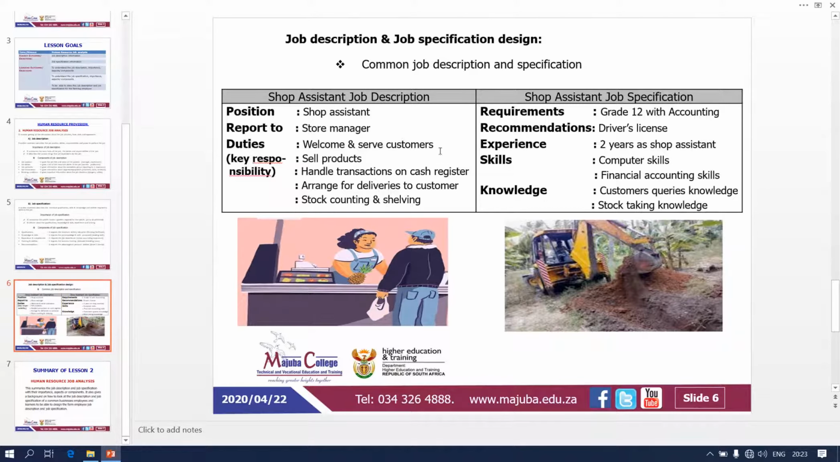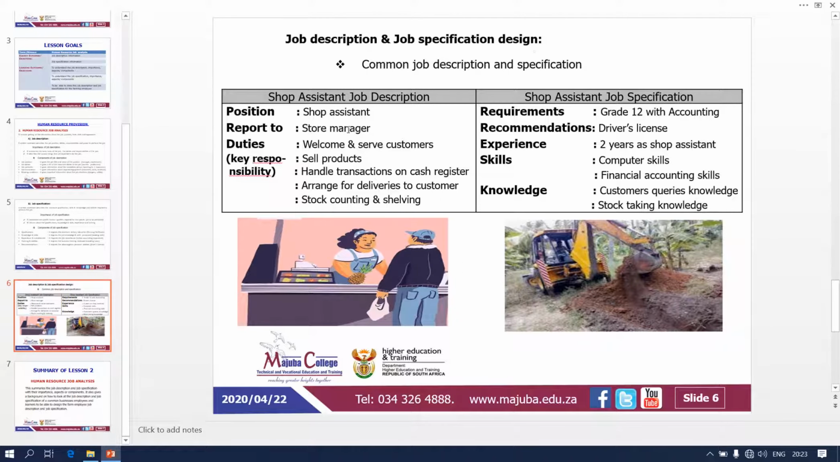Now, when you look at this, it is for this individual. This person is a shop assistant, reporting to the manager. These are the duties that this particular individual is doing, right? And then the person possesses this: grade 12, driver license, 2 years experience, computer skills, financial skills, customer query, and also stock taking.